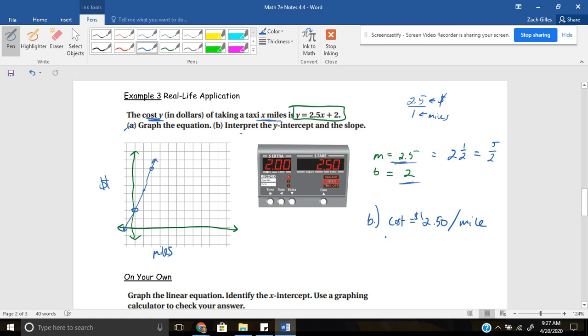So the y-intercept represents a $2 initial fee for, maybe you want to say, reserving the taxi or something along those lines. Okay, so as soon as you hop in, you're charged $2, and then it's $2.50 for each mile on top of that. Okay, so that is interpreting the slope and the y-intercept.